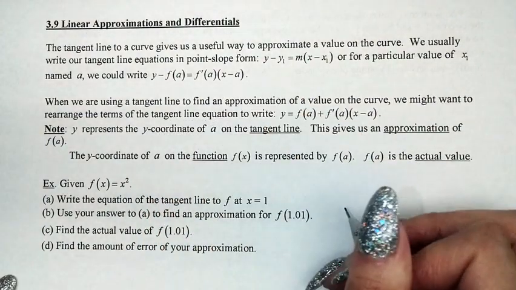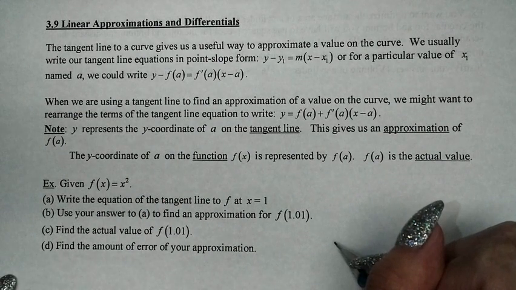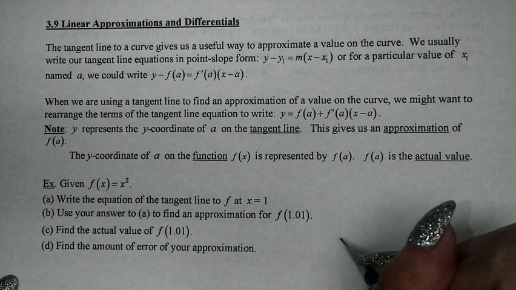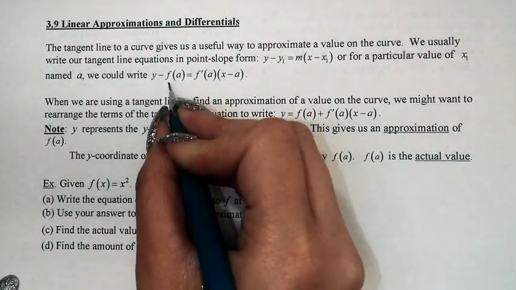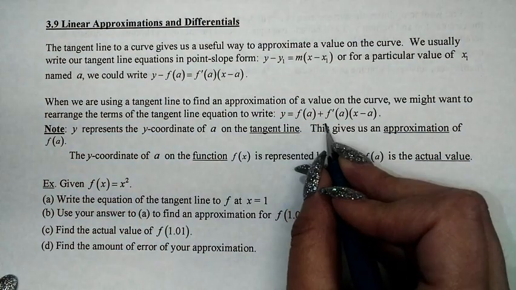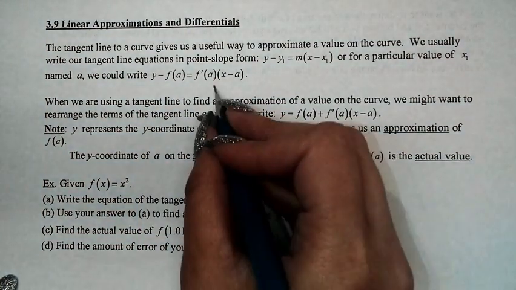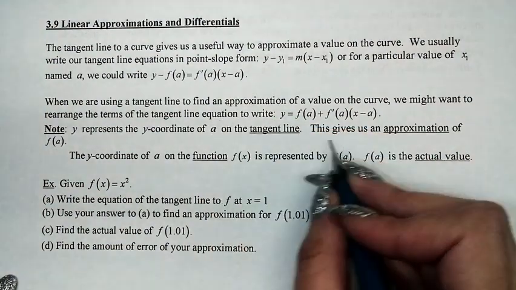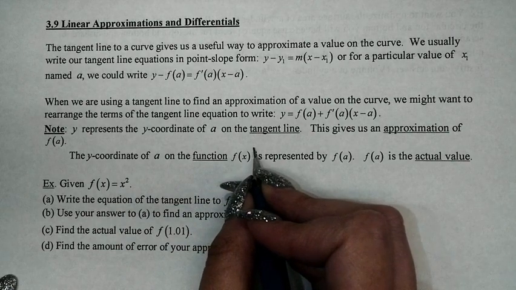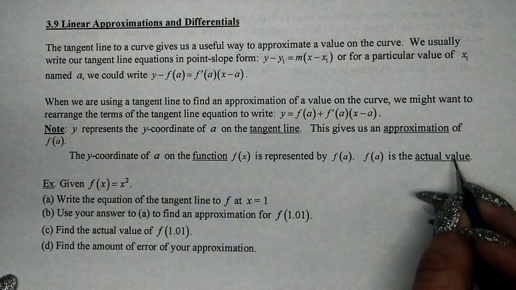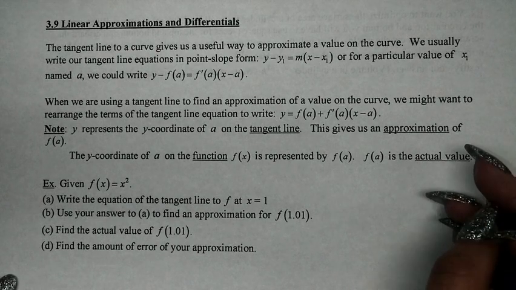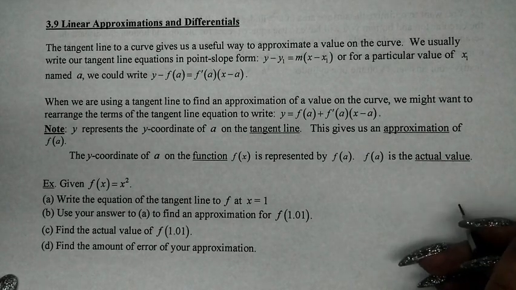When we're using a tangent line to find an approximation of a value on the curve, we might want to rearrange the terms of the tangent line equation and write this. Technically speaking, what we are moving is this f of a that is negative, positive on the other side. So we have this situation coming directly from the point-slope form. Please note that y represents the y-coordinate of a on the tangent line. This gives you an approximation of f of a. The y-coordinate of a on the function f of x is represented by f of a. F of a is going to be the actual value.